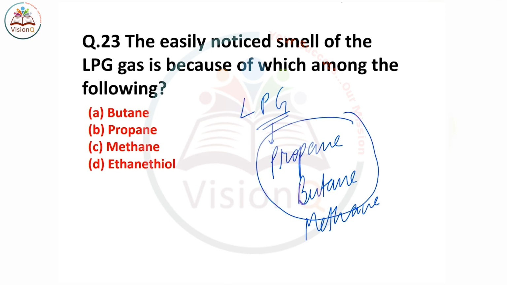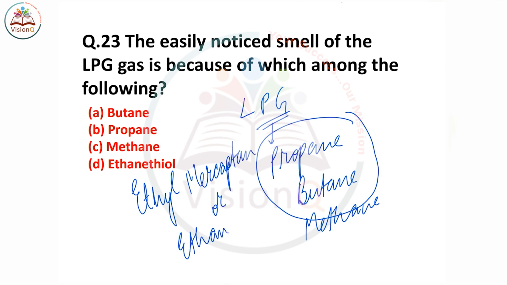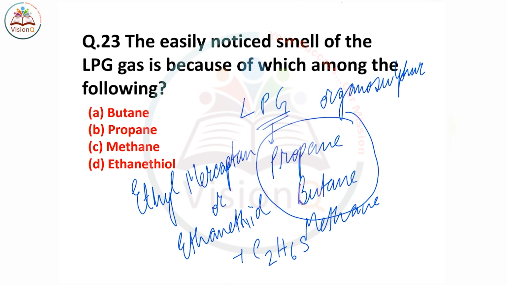Now, apart from these organic compounds, LPG also has one extra compound. The name of this gas is ethyl mercaptan, also known as ethane thiol. The formula of this compound is C2H6S. It consists of carbon, hydrogen and sulphur. It is also known as an organosulfur compound because it consists of carbon, hydrogen and sulphur.